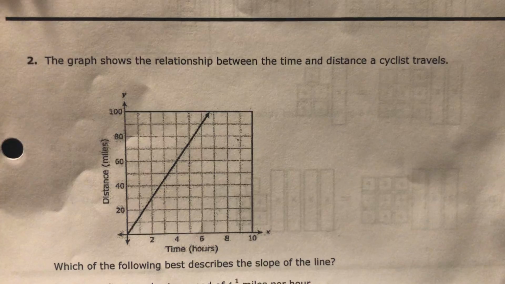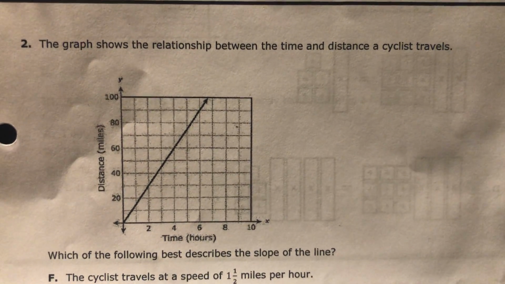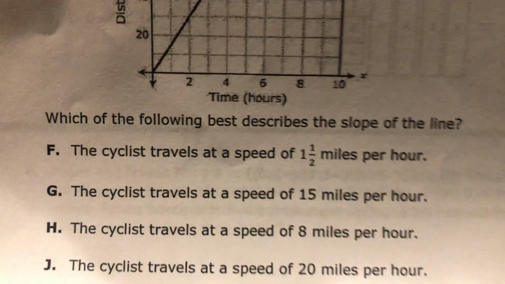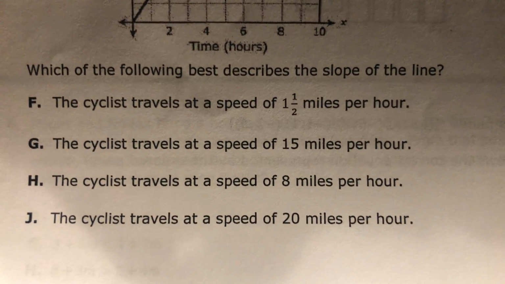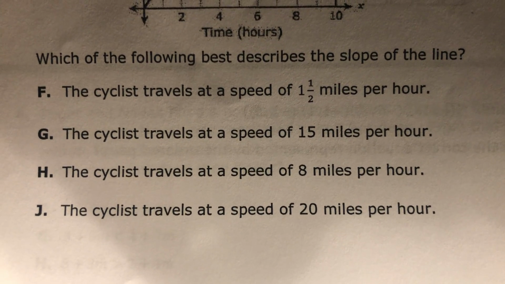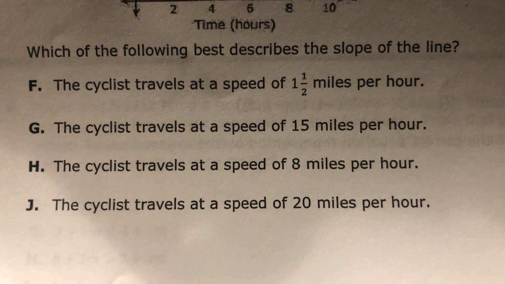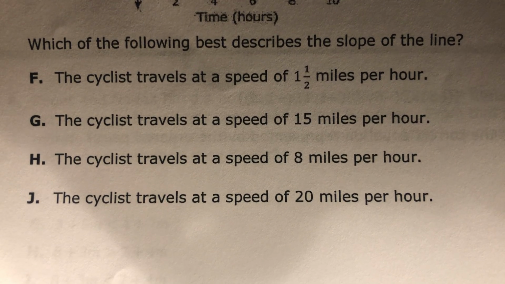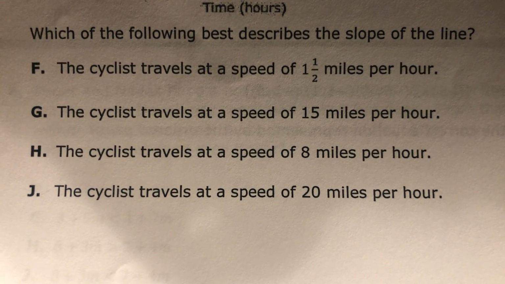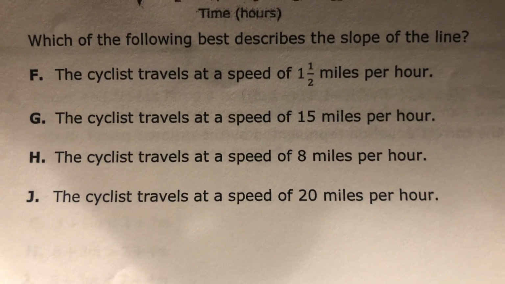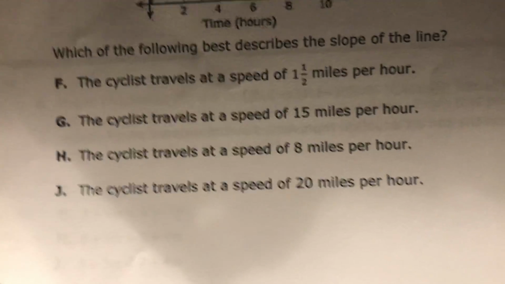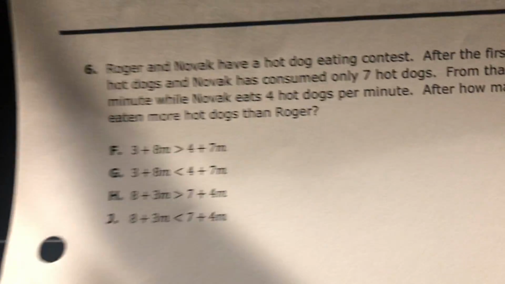Number 2, the graph shows a relationship between the time and the distance a cyclist travels. Distance in miles, time in hours. Which of the following best describes the slope of the line? F, the cyclist travels at a speed of 1.5 miles per hour. G, the cyclist travels at a speed of 15 miles per hour. H, the cyclist travels at a speed of 8 miles per hour. J, the cyclist travels at a speed of 20 miles per hour.